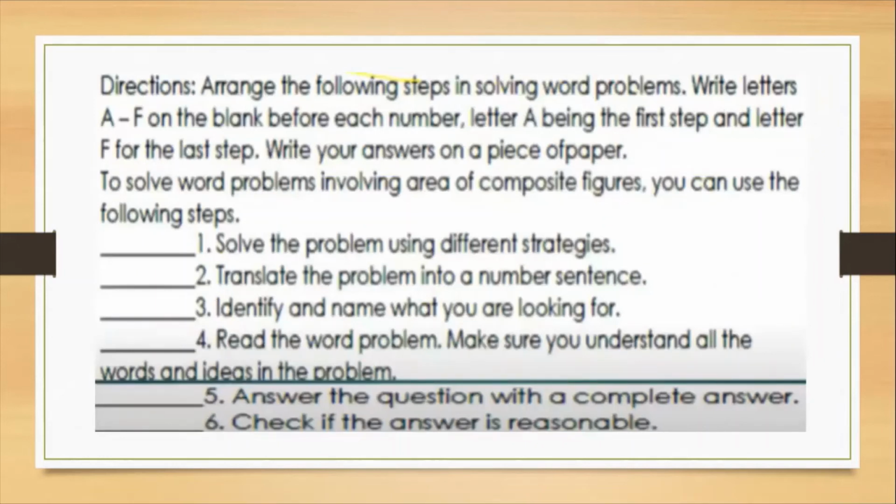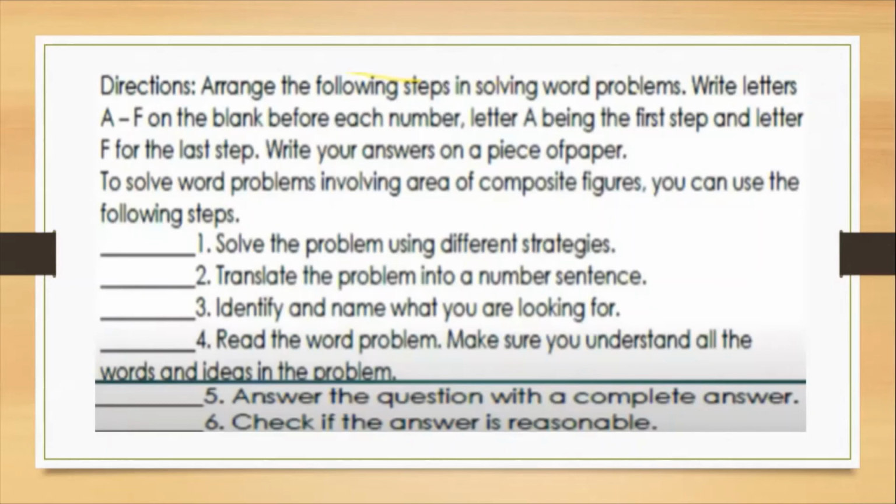Now, this time, let us arrange the following steps in solving word problems. We will write letters from A to F on the blank before each number. Letter A is the first step and letter F is the last step. Write your answer on a piece of paper. But this time, we will answer this one all together. Number 1, solve the problem using different strategies. Number 2, translate the problem into a number sentence. Number 3, identify and name what you are looking for.